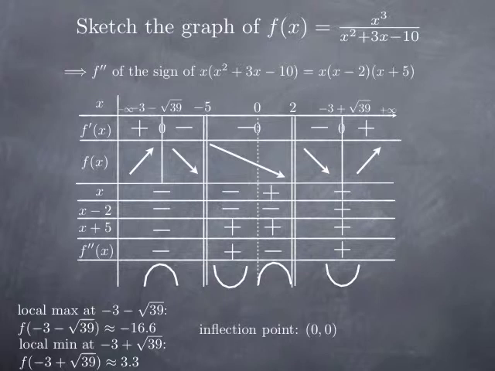Note that there are three places where the concavity changes: at negative 5, at 0, and at 2. However, at negative 5 and at 2, there is no point on the graph corresponding to these x values. We have vertical asymptotes. So the only inflection point is at x equals 0, and when I plug this value of x in the function f, I get 0 as well. So (0, 0) is an inflection point and is a point on the graph of the function. So I'm going to enter these values in my chart, the y coordinate for the local maximum, for the local minimum, and for the inflection point.